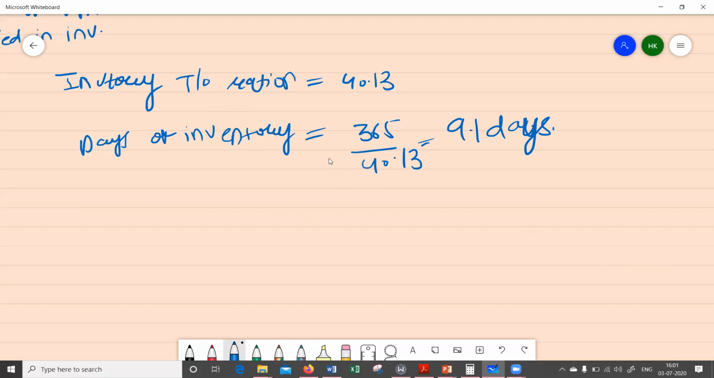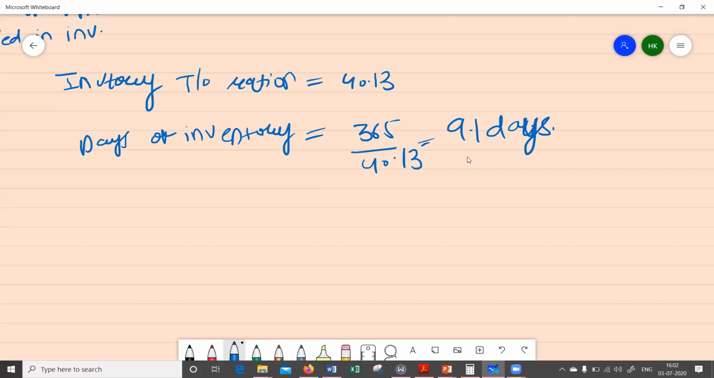So this means that the current state of Apple's inventory is that Apple's inventory is enough to produce the finished goods for 9 days only, or 9.1 days only, after which it will have to procure additional inventory. So this also tells us the same thing, that Apple is maintaining very low amounts of inventory, and it should maintain higher amounts of inventory, considering that the amount of goods that it is selling every year is pretty high. And going by that, it should maintain a higher level of inventory.